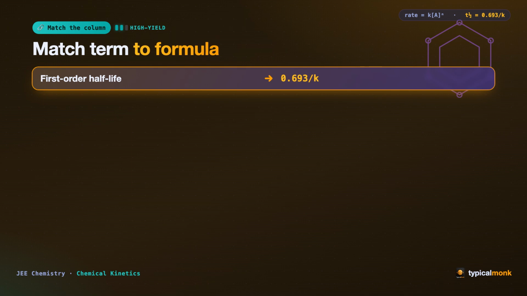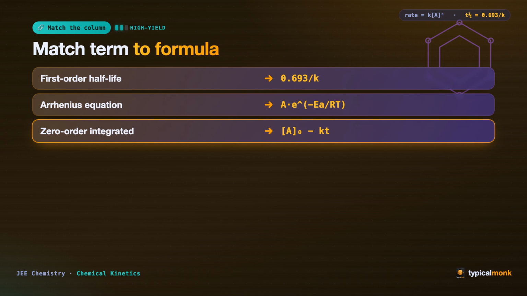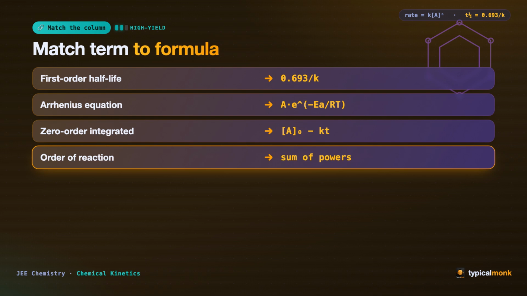Now match each term to its formula. The first order half-life goes to 0.693 over k. The Arrhenius equation goes to A e to the power minus Ea over RT. The zero order integrated form goes to the initial concentration minus kt, and the order of a reaction goes to the sum of the powers. 4 pairs, each worth committing to memory.